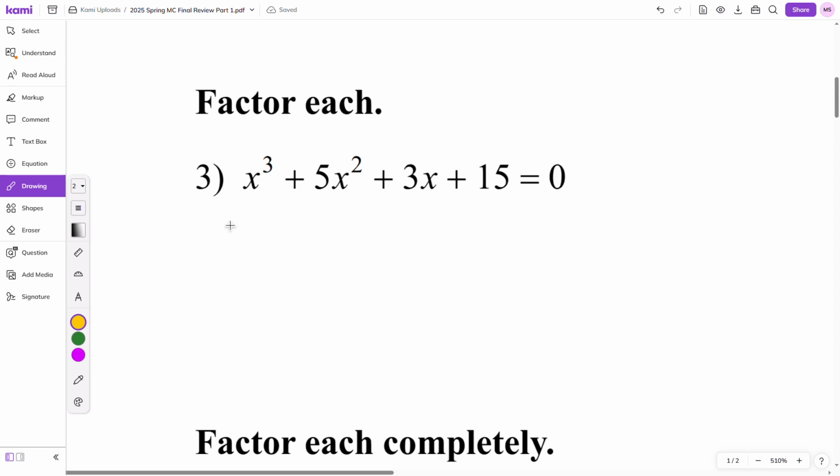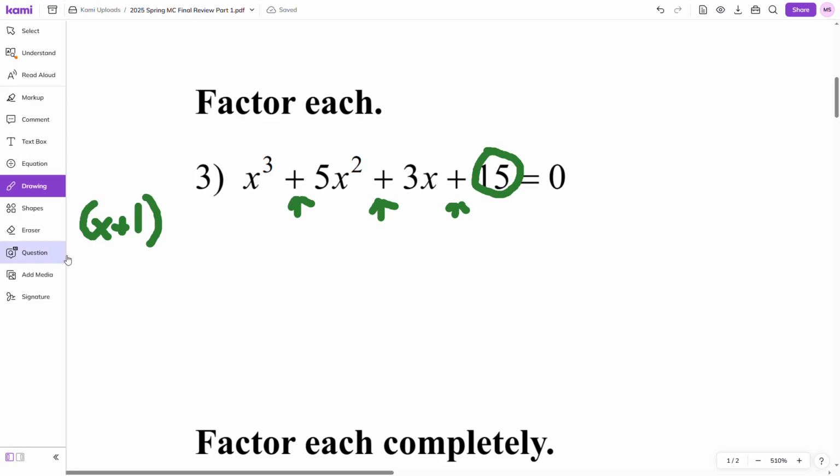So one thing I want to point out is that they're all positives. And that really helps because I'm looking at this number right here and what its factors are, because those are going to tell me which binomials are my candidates, what my candidates are for what could possibly divide this polynomial. And so the factors of 15 are 1, 3, 5, and 15.